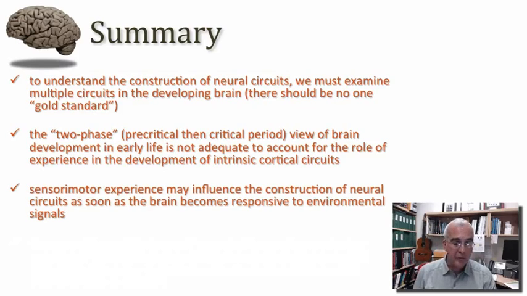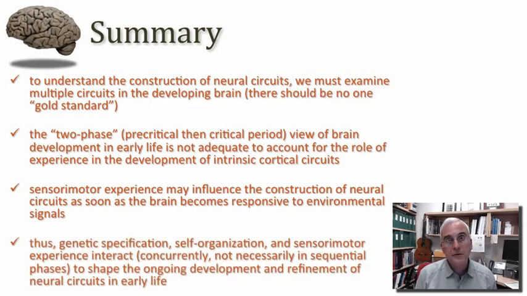So to put this all together, I would suggest that genetic specification, self-organization, and sensory motor experience interact concurrently, not just sequentially, but as soon as all of these influences could possibly interact with one another, they are competent to do so. And this interaction shapes the ongoing development and refinement of neural circuits in an early phase of life, and potentially across the entire lifespan.